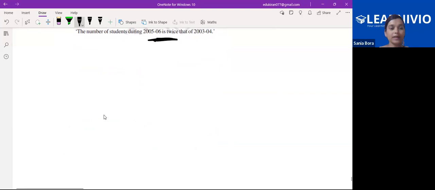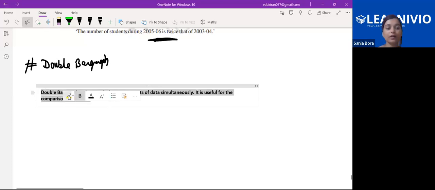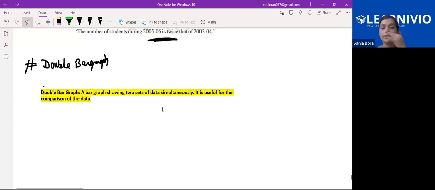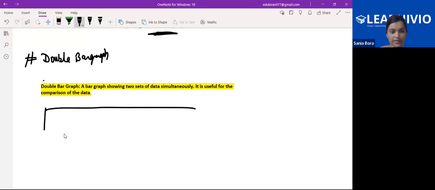Okay. Now coming to the next one, which is the double bar graph. It's the same as this, but of course a double bar graph. So first of all, ma'am, what is a double bar graph? See, usually a graph is representing only one data, that okay, this year this happened, that year that happened. But a double bar graph is a graph showing two sets of data simultaneously. It is useful for comparison of data. Okay. For example, I gave you this.